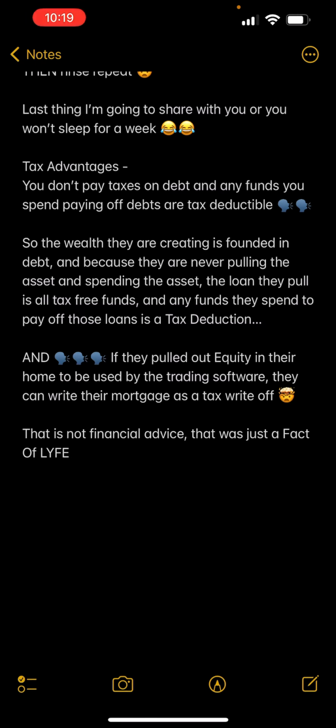You don't have to pay taxes on debt, and any funds you spend on paying off those debts are a tax deduction, right? So the wealthy, the wealth they are creating is founded in debt. Right? As I just broke down for you, they're taking out a margin loan or they're taking out an S block and they're leveraging those funds and they're allowing their asset to sit and grow without actually spending that asset. And because they're never pulling the asset and spending the asset, the loan they pull is all tax-free funds.